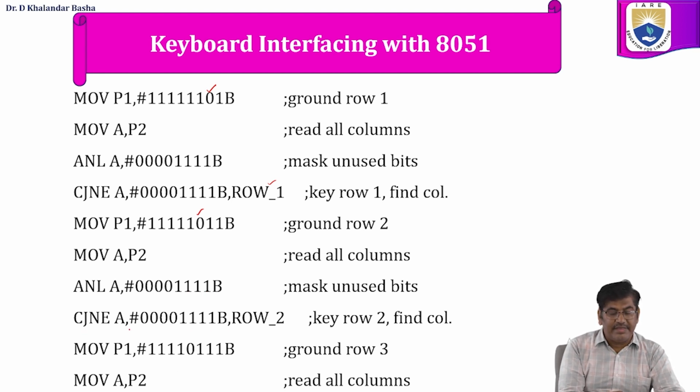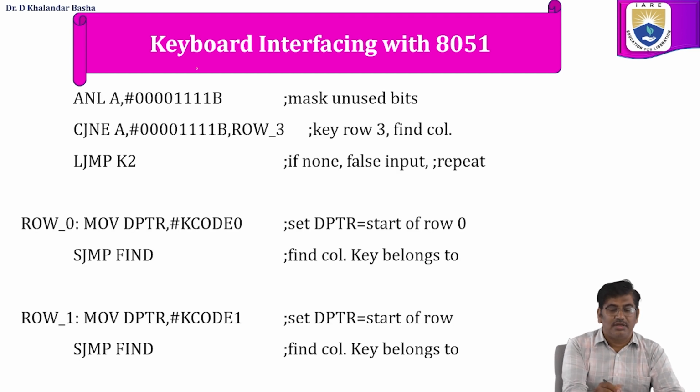So if the accumulator contents are not equivalent to this, it indicates one of the keys corresponding to row 2 is pressed. Suppose it fails, then we will make the last row 0. We will read the columns and AND with 00001111. Then we will compare the accumulator with 1111. If it is not pressed, then this condition fails, and it will go to K2. Otherwise, the row 3 label will be executed.